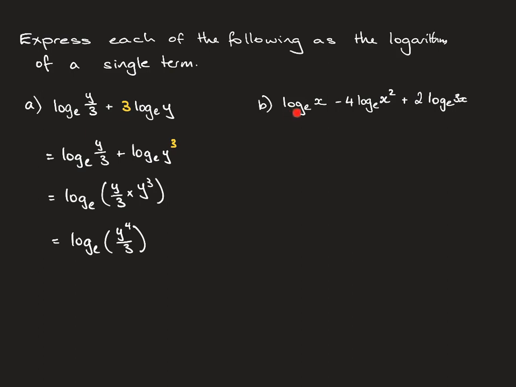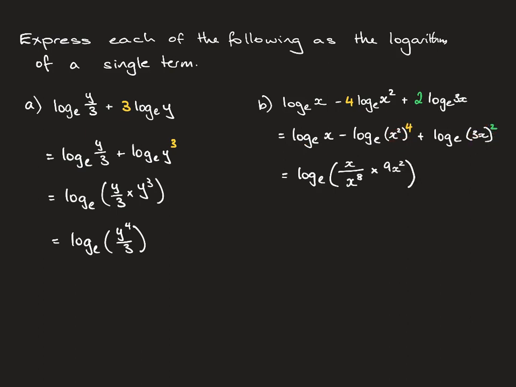So let's do the same with this one over here. We're going to use the log law to move the 4 here to become a power and the 2 here to also become a power. Now we have logs of all the same base, and so we can apply the log laws where we will divide these two numbers and then multiply by this number. And then we will tidy this up a couple of times and end up with the logarithm of a single term.